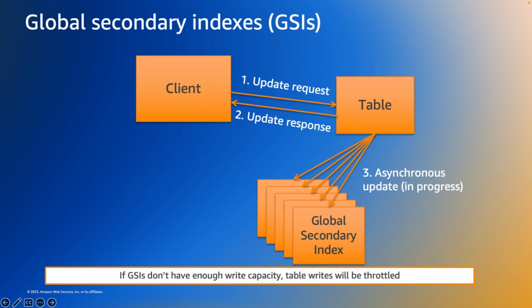Now the base table doesn't care whether the item was going to go into the global secondary index or not. It just sees buffer full, we need to start throttling. That's called GSI back pressure, and that's a scenario that we want to avoid. We'll talk more about throttles a little bit later on.